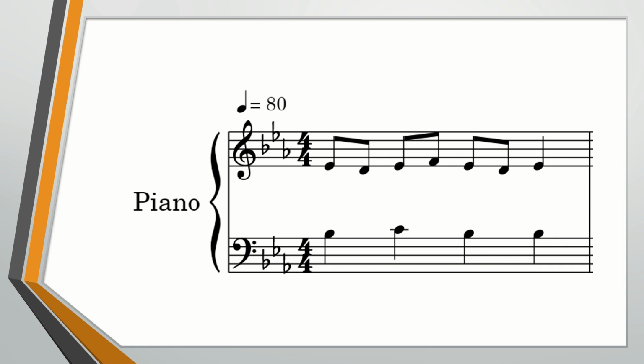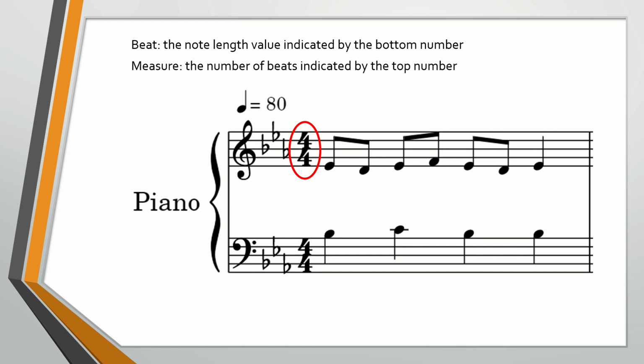The next component to reading music is the time signature. The top number in the time signature tells how many beats are in one measure. The bottom number tells which note gets the beat. A beat in this case is 1/4 of a measure, or a quarter note. A measure is the number of beats indicated by the top number. In this segment of music, there are 4 beats per measure, and the quarter note gets a beat.